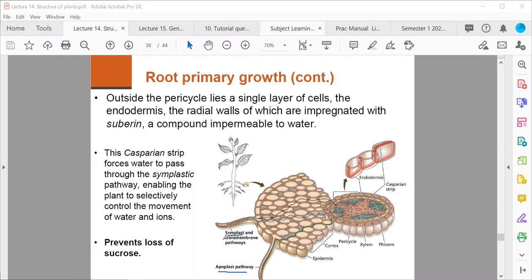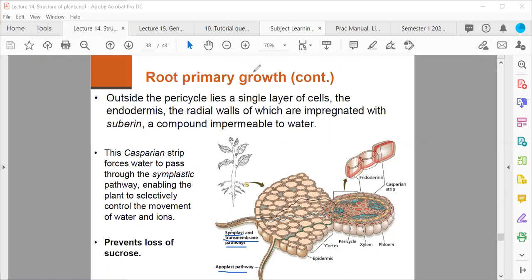And one more, the transmembrane pathway. Once again, let's follow this line, but this time we start following the black line. Water is moving through the cells, but it's actually following the route of the plasmodesmata that joins one cell to the next until it hits the endodermis.